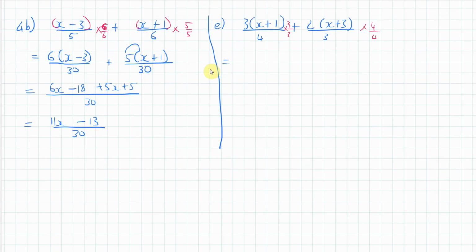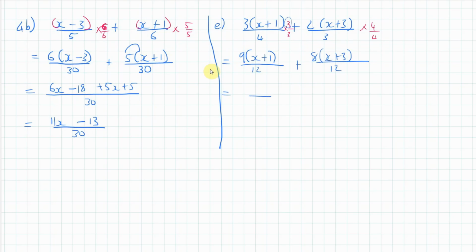So the next line should equal, now if I times this whole thing by 3, I could say that first bracket is going to be 9, so it's going to be 9 bracket x plus 1, because that 3 times this 3 gives us 9. And then the second one, I'm going to times that 2 by the 4, so I end up with 8 multiplying the x plus 3, and that will all be over 12 as well.